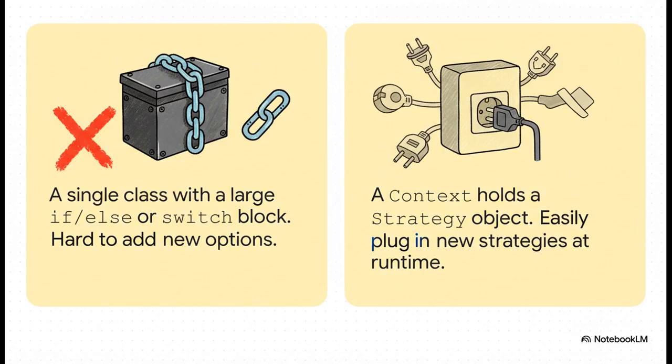But on the right, that's the strategy way. You have a context, your shipping calculator, that just holds on to a strategy object. Need to calculate ground shipping? Cool, you just plug in the ground shipping strategy. Want to switch to air shipping? No problem, you just swap it out for the air shipping strategy, even at runtime. This is so powerful because it follows a core design principle. Your code is open to adding new shipping methods, but the main calculator class itself is closed for changes. That's a massive win for making your code stable and easy to maintain.